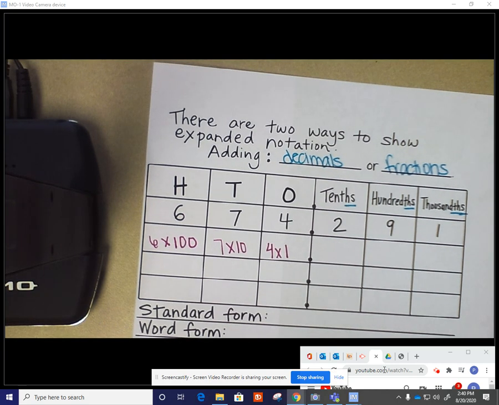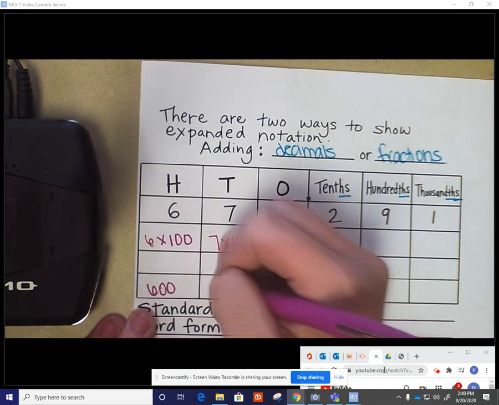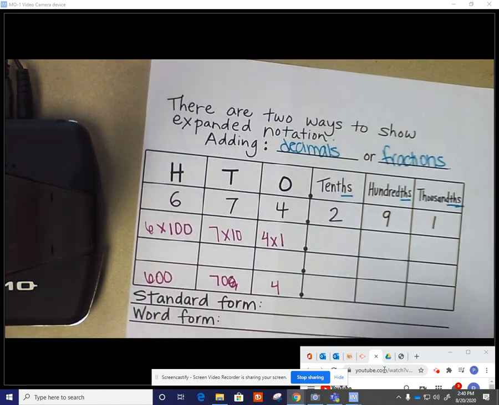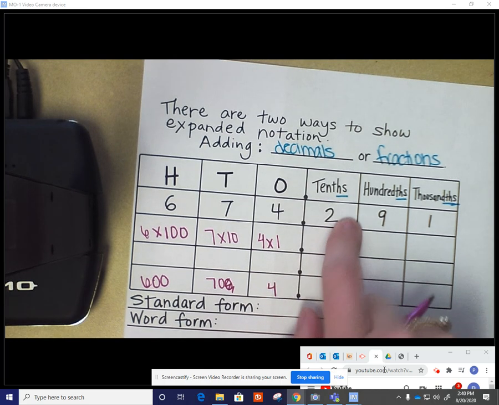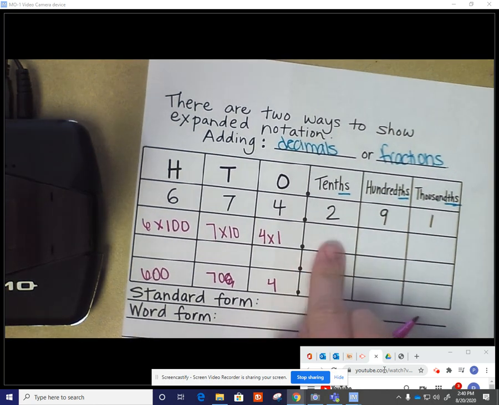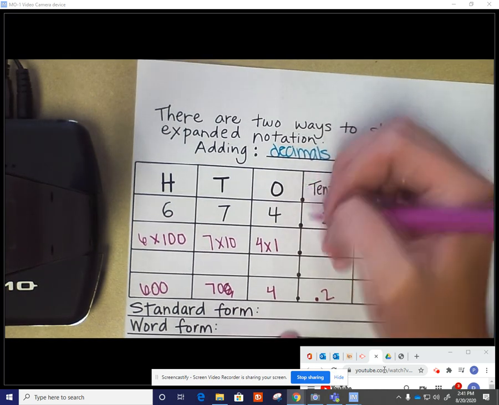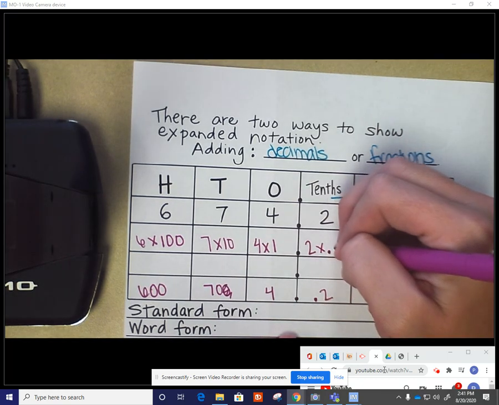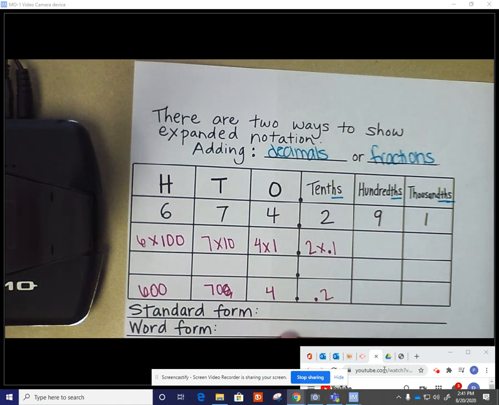Okay. So we can say this is like 600, 70, sorry, and 4. My mind wasn't working right. In our tenths place, we have a 2, which is the same as 0.2. So to write this as a decimal, we'll do that first. We have 2 times 0.1, okay? Or 2 times 1/10, since it's in our tenths place.